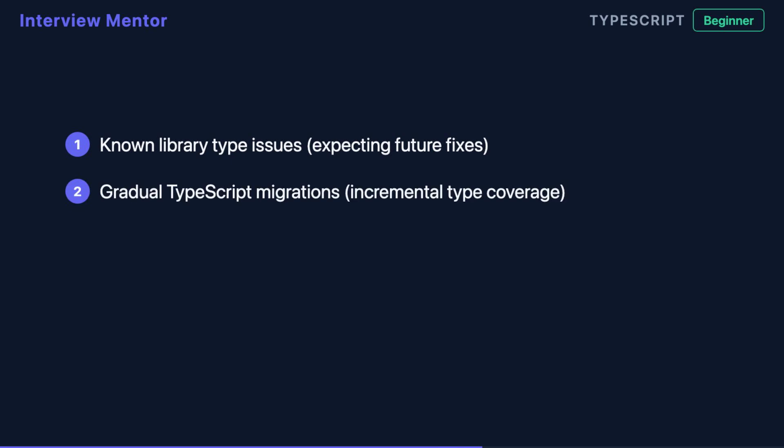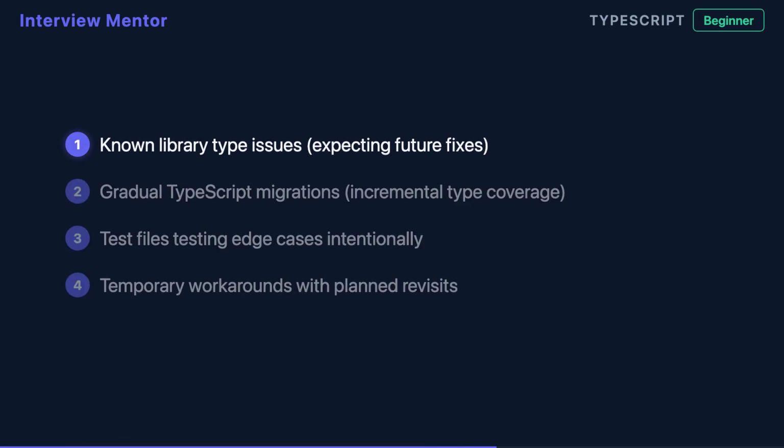When should you use TS-expect-error? Use it for known library type issues that you expect to be fixed, during gradual TypeScript migrations where you're incrementally adding types, in test files where you're intentionally testing edge cases, or for temporary workarounds you plan to revisit.